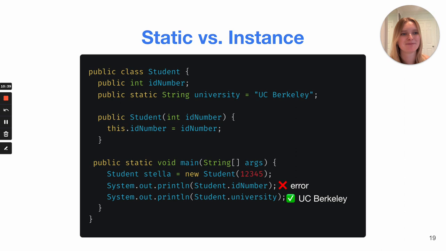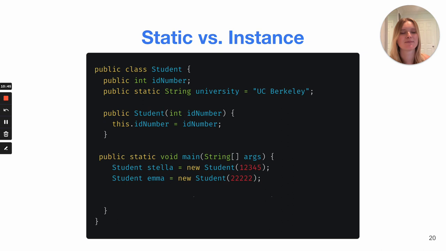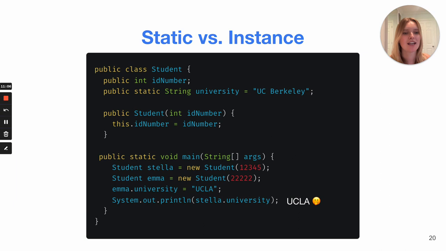Let's do another example with two students. We have Stella and we have Emma. We now change Emma.university to be UCLA. And remember, university is a static variable that represents the entire class. So now, when we go to print out Stella.university, we end up getting UCLA. Wow, that's because we changed the static variable. And when we change a static variable, it doesn't just change for one instance. It changes for all the instances. So if we change university for Emma, it changes for Stella, it changes for a student named Jake, a student named John. Every student will now be changed.